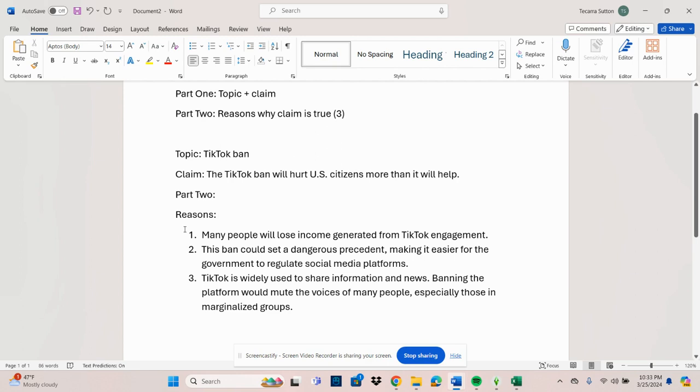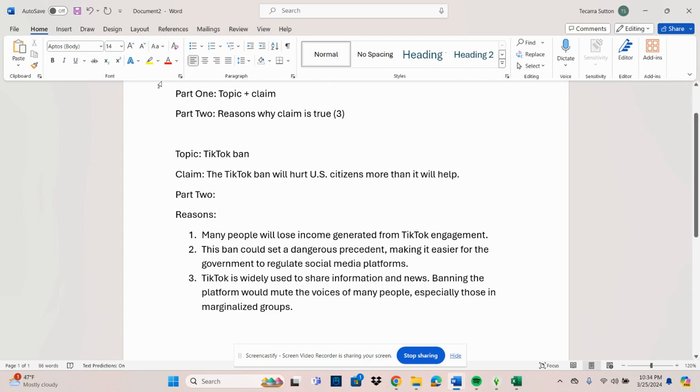help because many will lose income generated from TikTok engagement. This ban could set a dangerous precedent, making it easier for the government to regulate social media platforms. And a ban would mute the voices of many people, especially those in marginalized groups. So I have a topic plus a claim, and then I have provided my three reasons or my rationale for my claim.